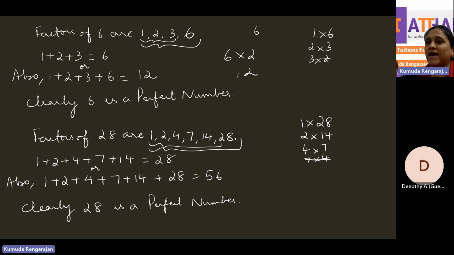Supposing from the factors you don't write the number itself. You add the remaining factors, you don't add the number itself. So that means the last factor you don't use. You add the remaining factors, then you will get the given number itself. This is the check for a perfect number.